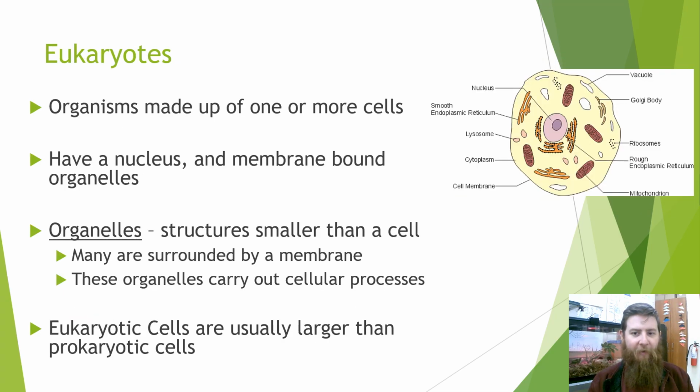The second type of cells are eukaryotic cells, and these are organisms that can be made up of one or more cells. They have a nucleus, and they have membrane-bound organelles, things like chloroplasts and mitochondria, nucleuses, endoplasmic reticulum, that kind of stuff. Organelles are structures that are smaller than a cell. Some of them are surrounded by a membrane, and they help to carry out cellular processes. Because of these things, eukaryotic cells typically are larger than prokaryotic cells and what we would call more complex.